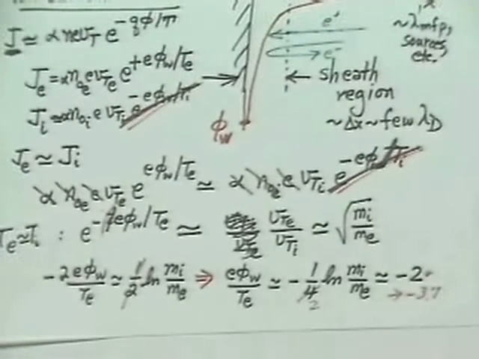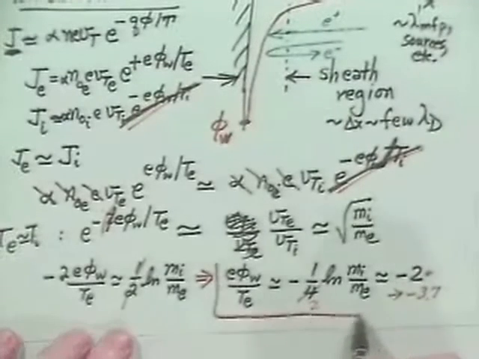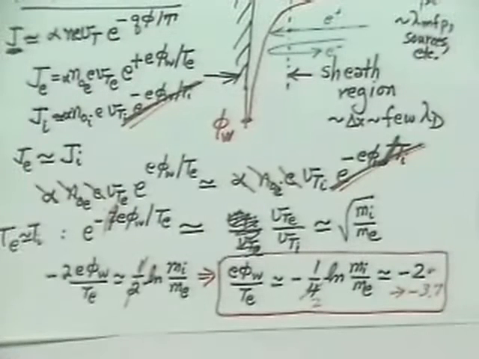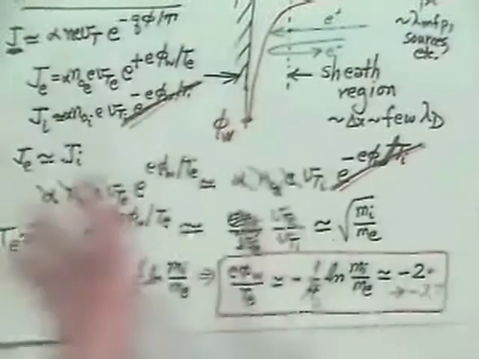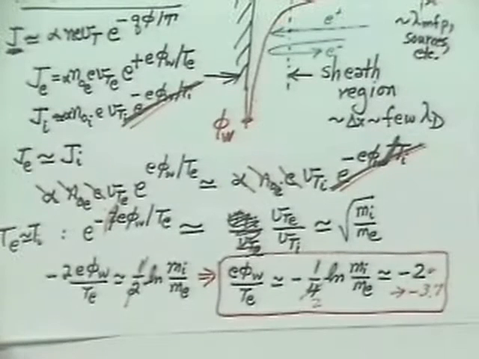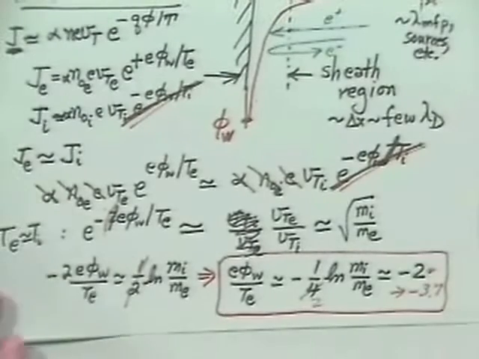But the fundamental point we want to get at here is that the wall potential is 2 or 3 or 4 times the electron temperature. Fundamentally, what that says is we can't let the average electron go to the wall. We have to have a potential greater than kT, a couple or 3 times kT, in order to cut off the electron distribution and not let all the electrons go to the wall. Okay, so now that's sort of a general magnitude.